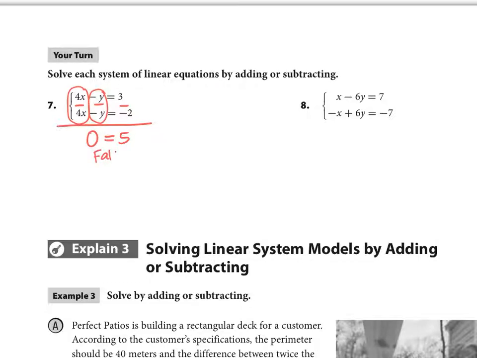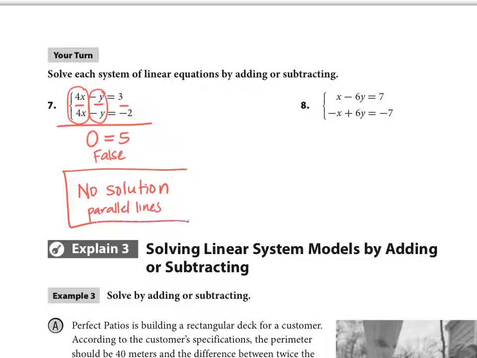If you watched the video from my last lesson, 11.2, we did special cases like this. When we end up with a false statement, that means no solution. And graphically, that means that they're parallel lines, because no solution means they don't intersect anywhere. And the only time that happens for straight lines is if they're parallel. Okay, go and try number 8. Pause it. Solution will be up in a few seconds.